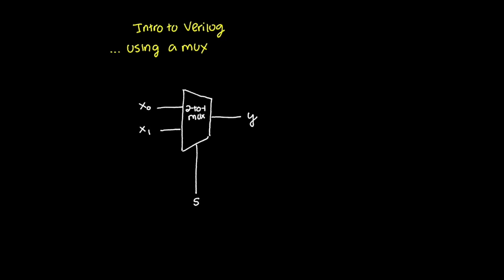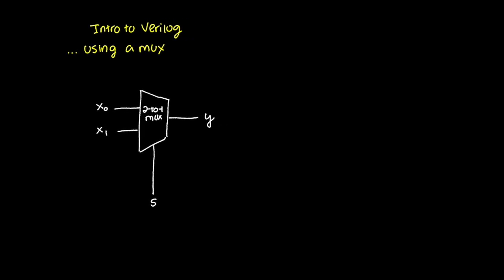Okay, so how does this work? When the value of the selector is 0, the output y will be equal to whatever x0 is. And when the selector is 1, the value of y will be whatever x1 is.